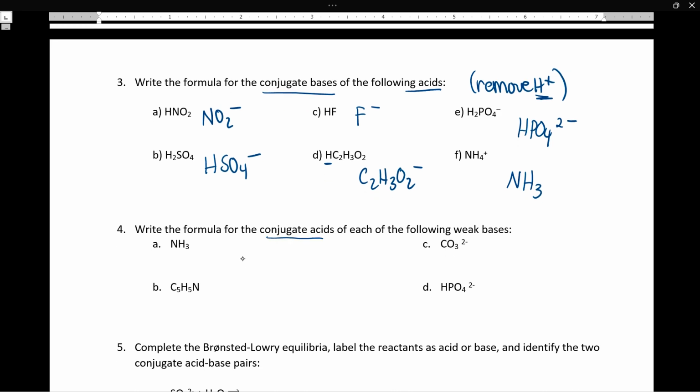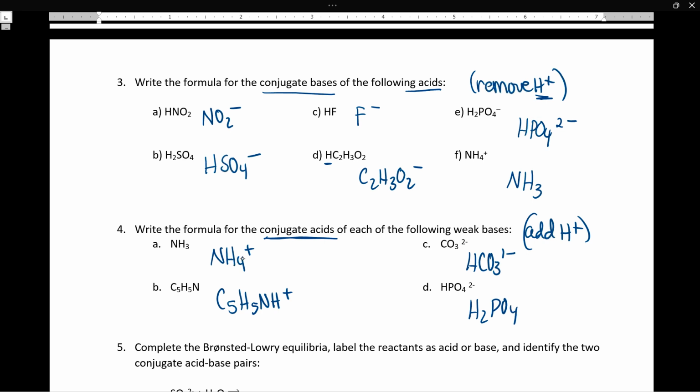Now let's do the same thing, but write conjugate acids. So for these ones, you're going to add a hydrogen instead of take it away. So NH3 becomes NH4, and I add a positive charge. This becomes, looks like that. Or feel free to, if you put H6 instead, that's totally fine. CO3 2 minus becomes HCO3 with a 1 minus charge. And then HPO4 becomes H2PO4 with a 1 minus charge. So be careful with the charges when you're writing these conjugates.